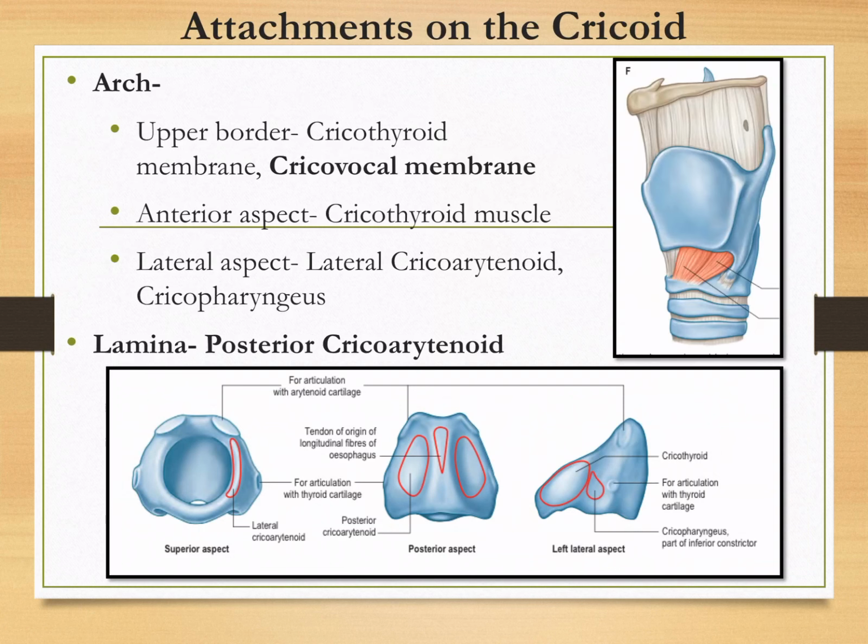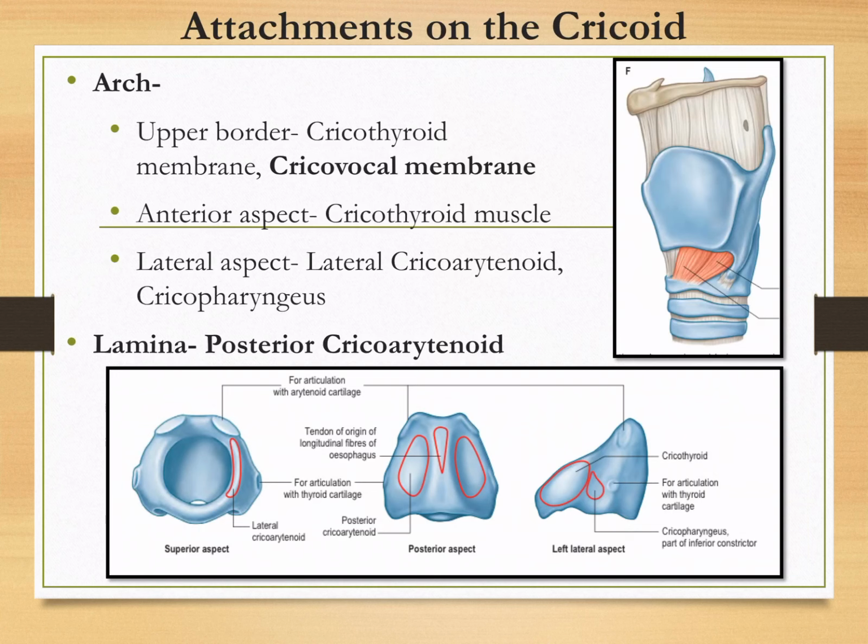Attachments on the cricoid. So the upper border of the arch gives attachment to the cricothyroid membrane on the outer aspect and the cricovocal membrane on the inner aspect. The anterior aspect of the arch gives attachment to the cricothyroid muscle. You can see that in the lower diagram on the extreme right side.